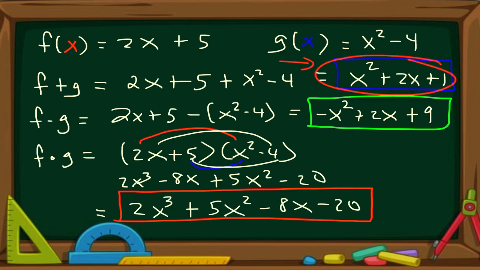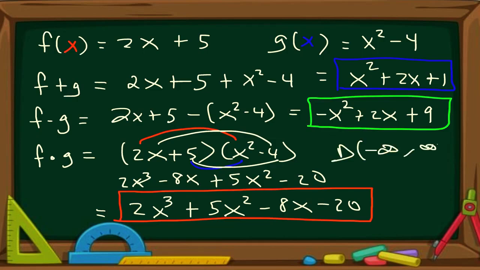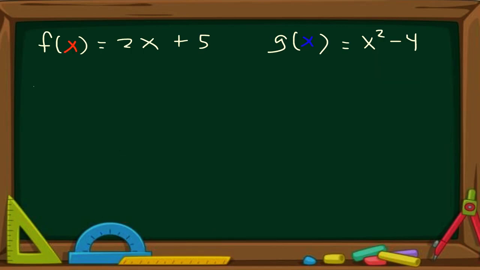X can be anything. So for these three functions, f plus g, f minus g, and f times g, we don't have any fractions or radicals, so the domain is all real numbers. It's negative infinity to infinity. Now what about f divided by g? What's the domain for this?